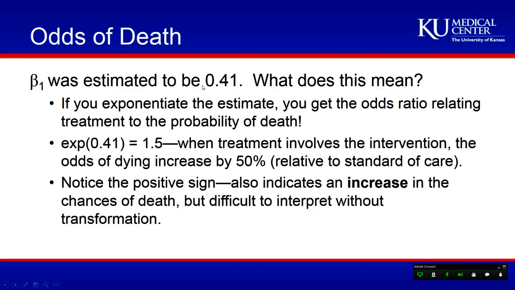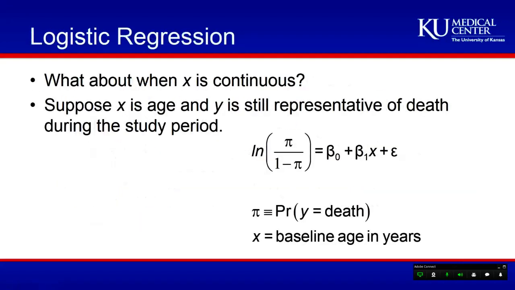Again, the positive slope reflects the fact that we have increasing chances of death. So that was an example of logistic regression when X was reflecting some kind of treatment, standard of care versus control. So similar to ANOVA, comparing an average outcome across different levels of a categorical factor, logistic regression can compare the odds of an event occurring across different levels of a categorical factor.